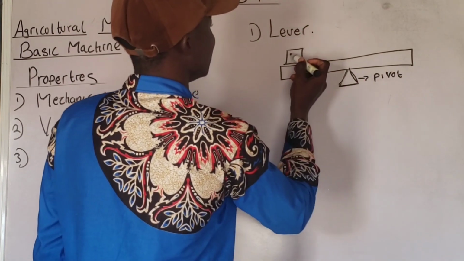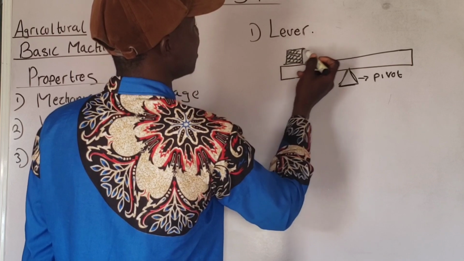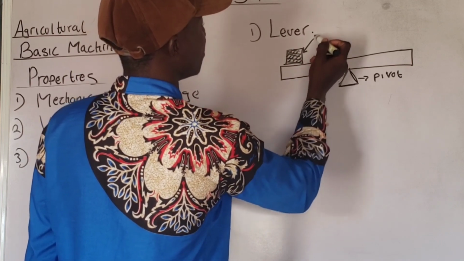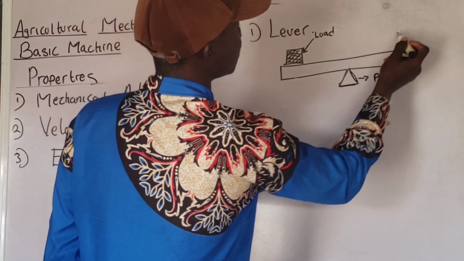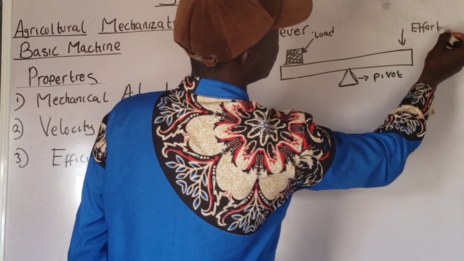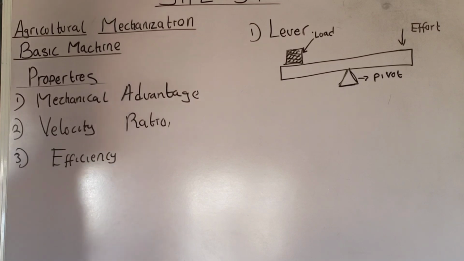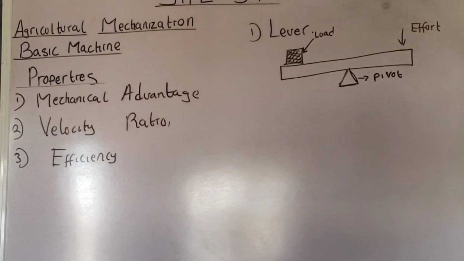Now, this is the load. I just described this diagram as the load. And this is where the effort is applied. Those are the three components of a lever. Don't forget the function. The function of a lever is that it is used in amplifying force.